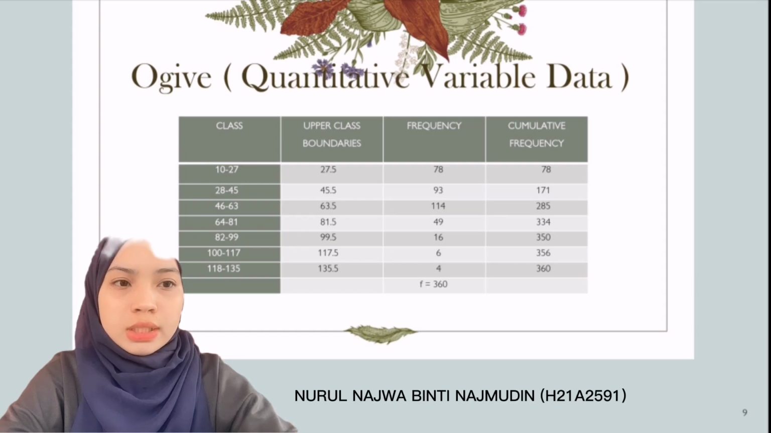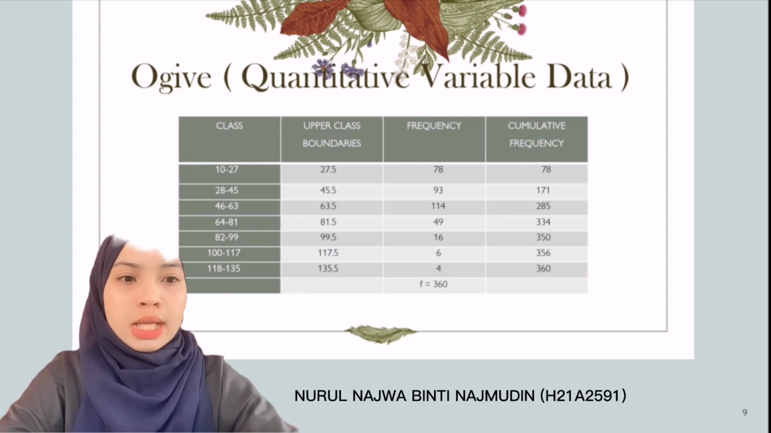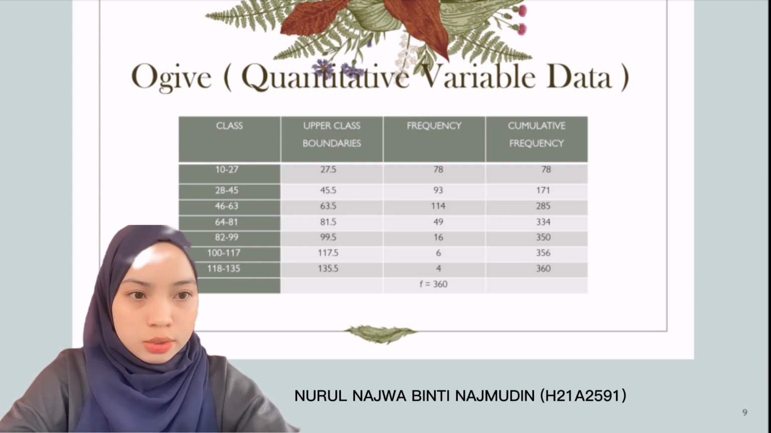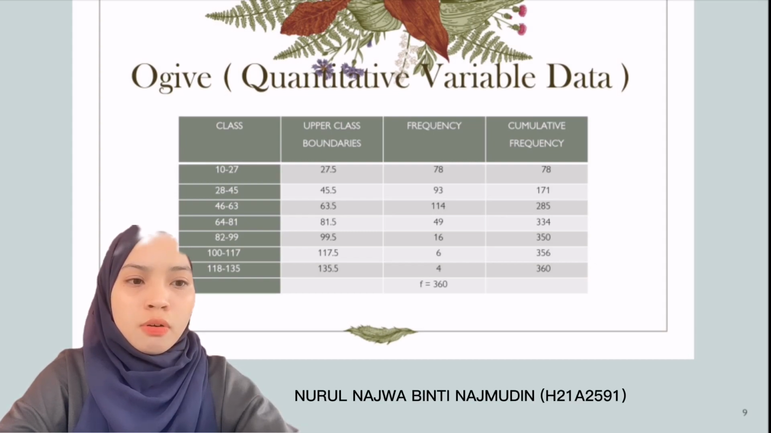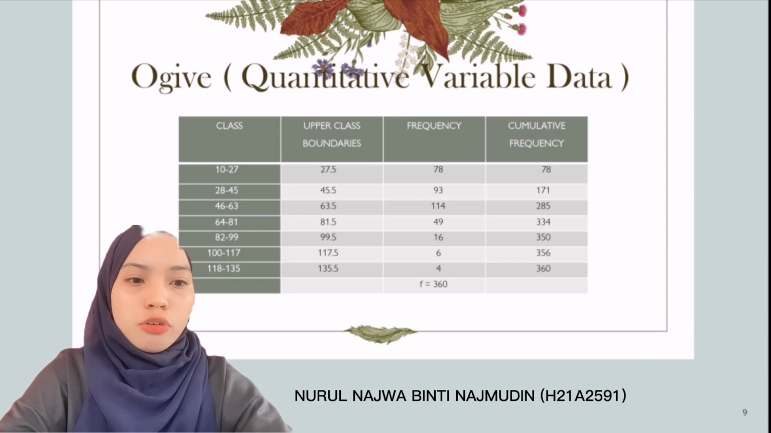Next is the OGIVE. An ogive is a line graph that displays the cumulative frequency of each class at its upper class boundary. First, we must construct a frequency distribution that includes the cumulative frequency column. Second, we must specify the horizontal and vertical scales. The horizontal is the upper class boundaries and the vertical is the cumulative frequency. Third, we must plot points that represent the upper class boundaries and the corresponding cumulative frequency. Next, we connect the points in order from left to right. The graph should start at the lower boundary of the first class, where the cumulative frequency is 0, and end at the upper boundary of the last class, where the cumulative frequency equals the total.